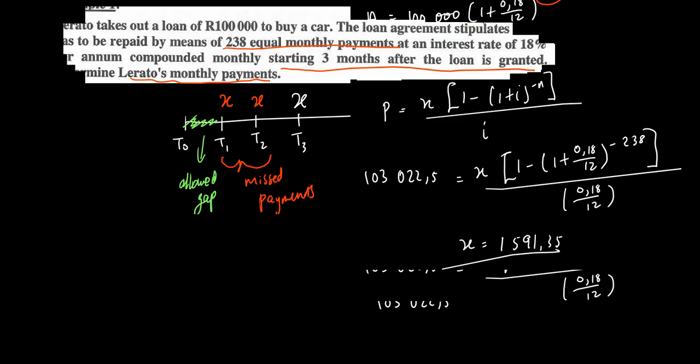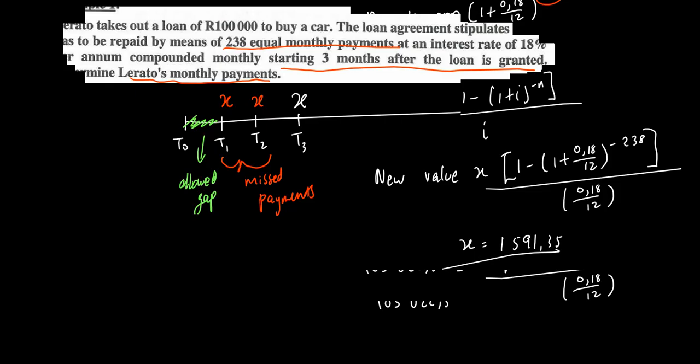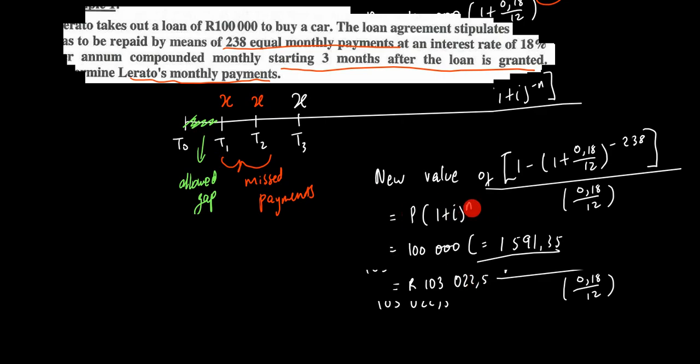They scammed Lerato. They told her you can start paying 3 months after, right? Then poor Lerato, you see what she did? She started paying on T3, not knowing that they only allow a 1 month gap, and then you must start paying on T1. So because she didn't pay on T1, she didn't pay on T2, those are her missed payments. And that means the loan is going to increase from 100,000 for the car. That car is now going to be 103,022.5. So you grow it using this formula there. You use 2 as the number of missed payments, and then you grow the loan.